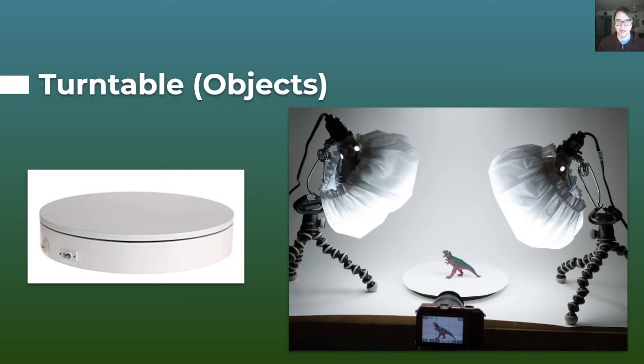Again, if you're doing objects, a turntable will make your life a lot easier because you can just set up a tripod in one spot and then your turntable will turn a little bit. You take a shot, it turns a little bit more, take another shot, turns more, and you just do that as opposed to having to actually go around the object from every angle.